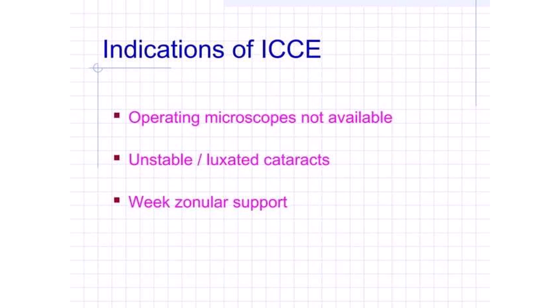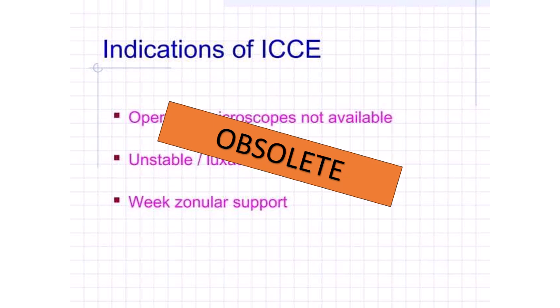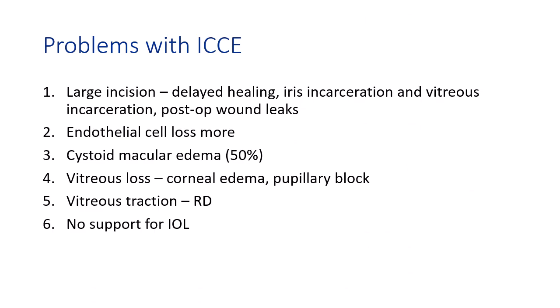It was the only method of cataract extraction, and later on, as refinements came, it became limited to unstable or luxated cataracts and the cataracts with weak zonular support. And now ICCE is obsolete. So, what are the problems? The problems are that, as we have seen, it has a very large incision which heals very slowly. There can be incarceration of iris, of vitreous, and there can be wound leaks in such a large wound.